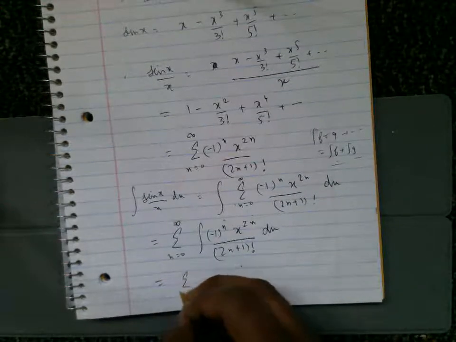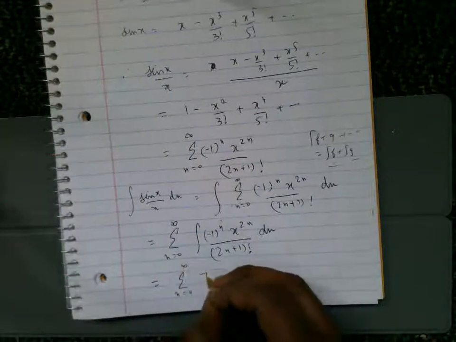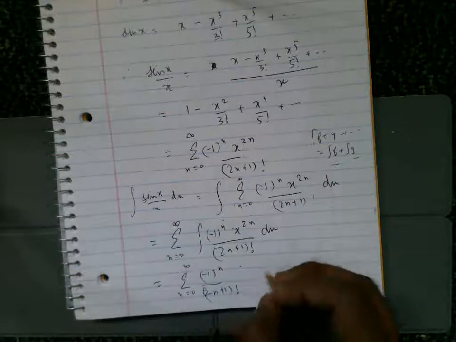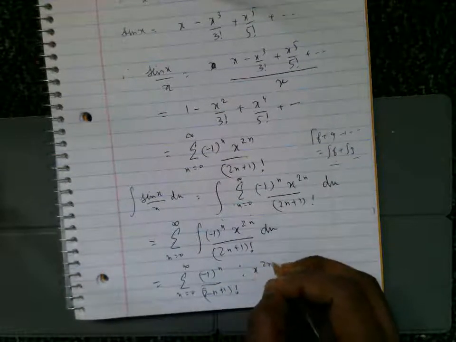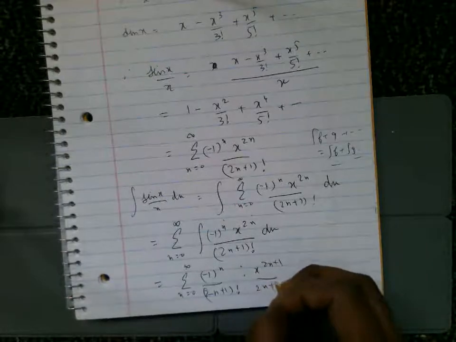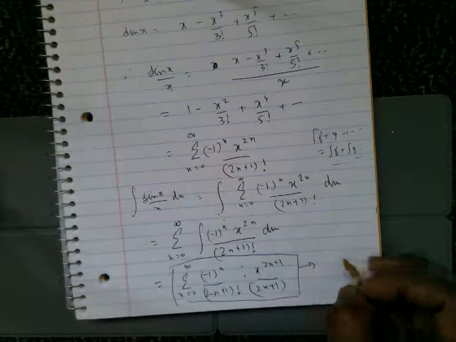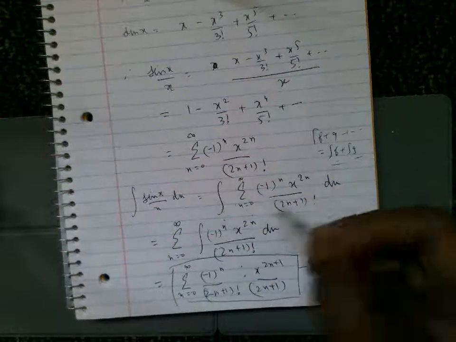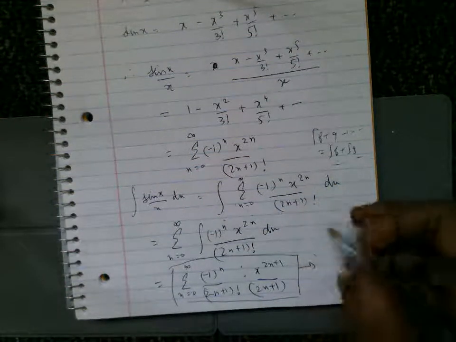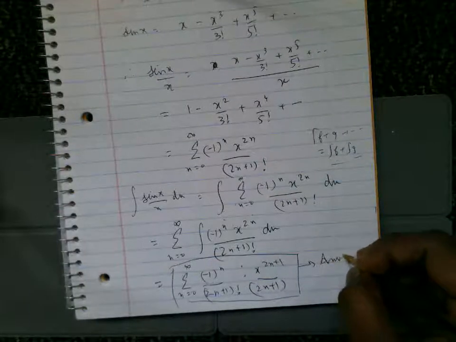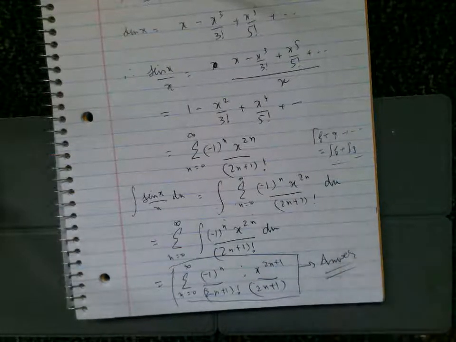And this can be written down as the sum of minus 1 to the power n, over 2n plus 1 factorial, times x to the power 2n plus 1 by 2n plus 1. So this is some function of x, and we don't know what this function is. We just know the Maclaurin expansion of that function. And this is of course our final answer.